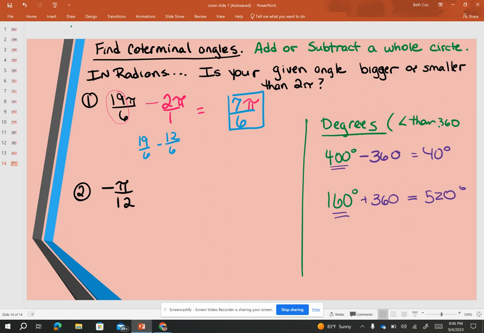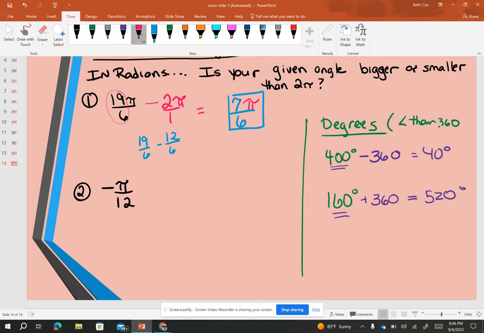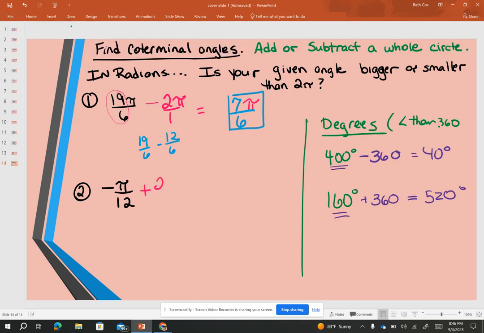Okay, the second one is a negative one, so I'm definitely going to add a whole circle to this one. I'm going to add 2 pi to this one. This time I'm adding negative 1/12 plus 2 over 1. Again, my common denominator is going to be 12. So negative 1 plus 24 is going to be 23/12, and don't forget the pi on the end. That's how you find coterminal angles. Add or subtract a whole circle.